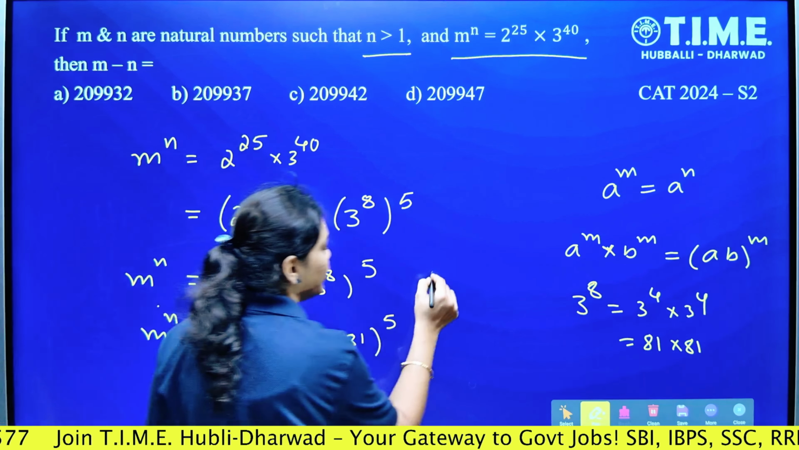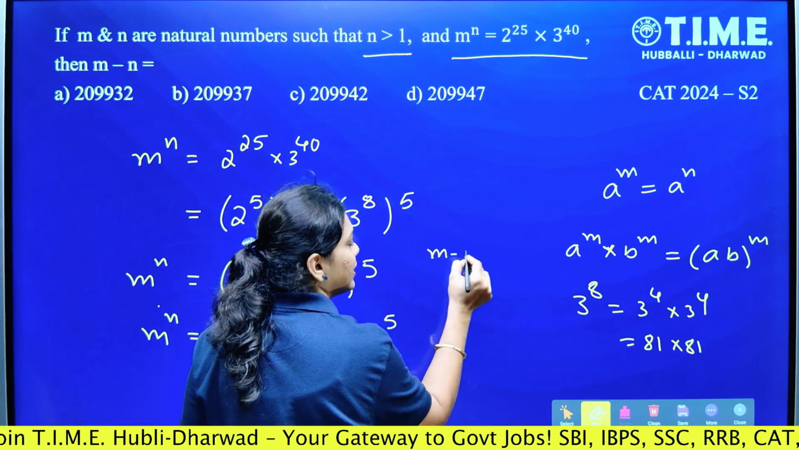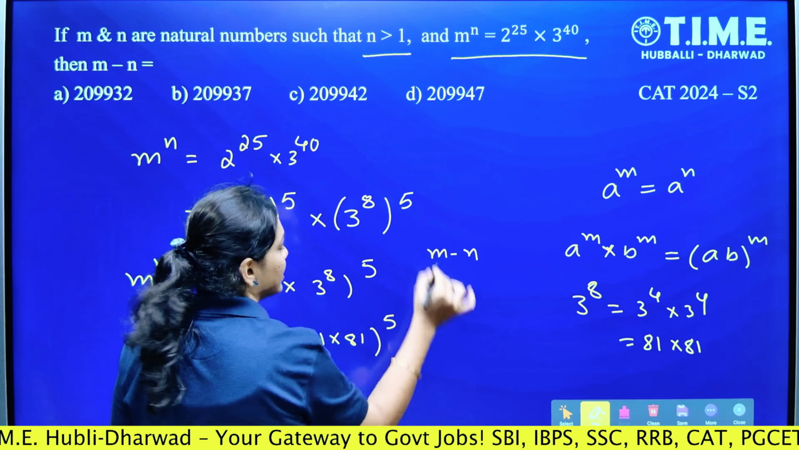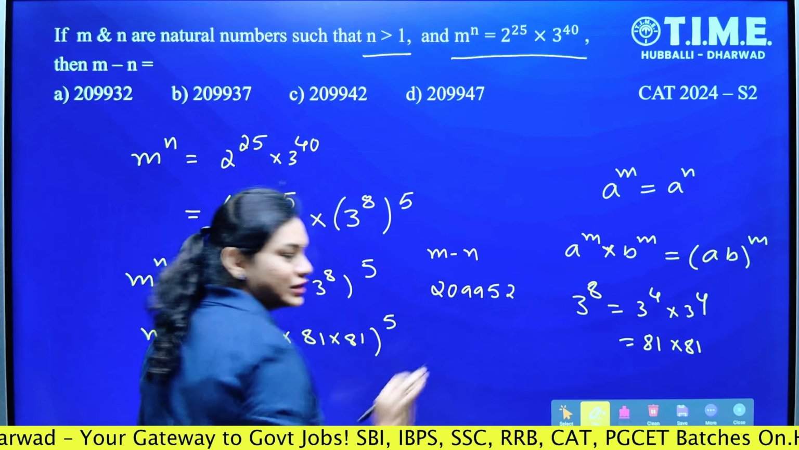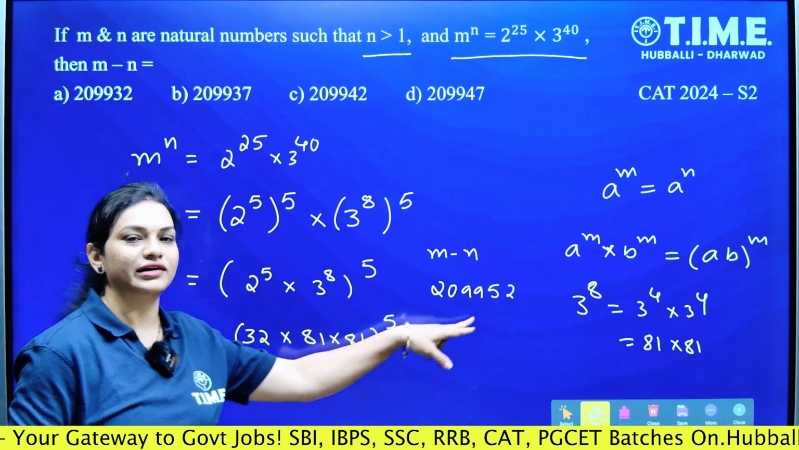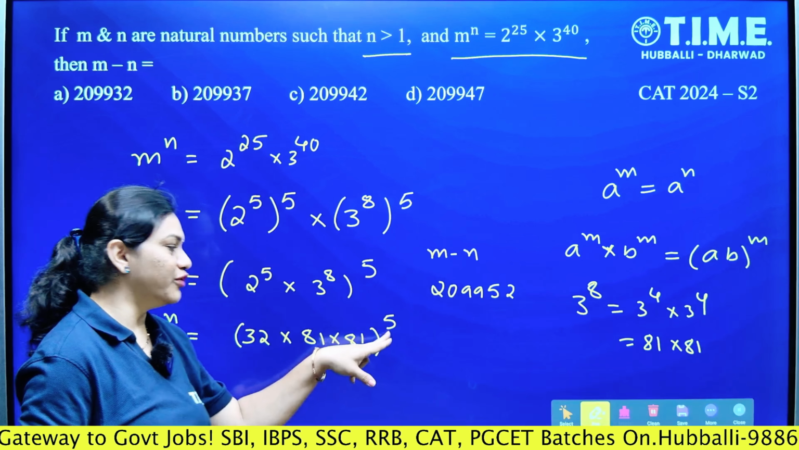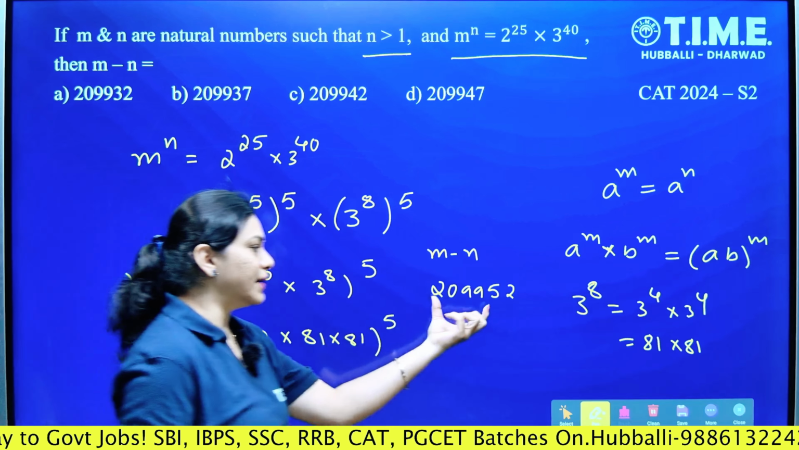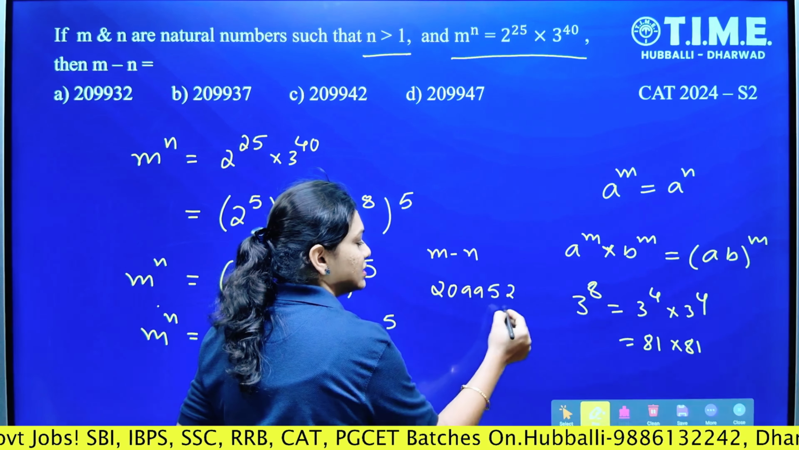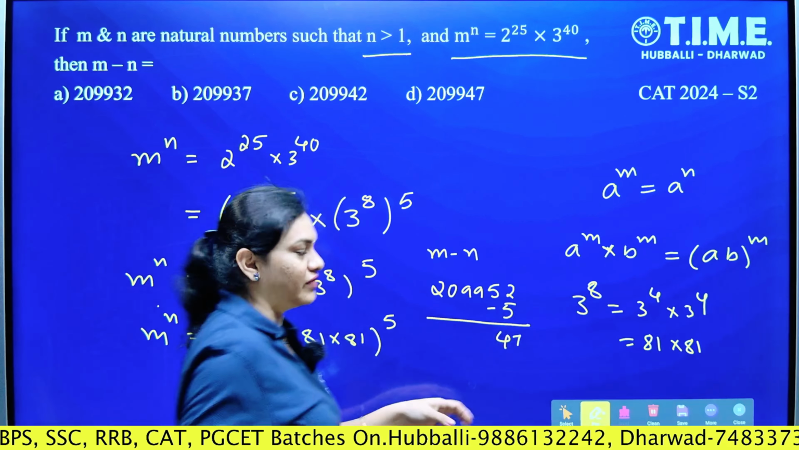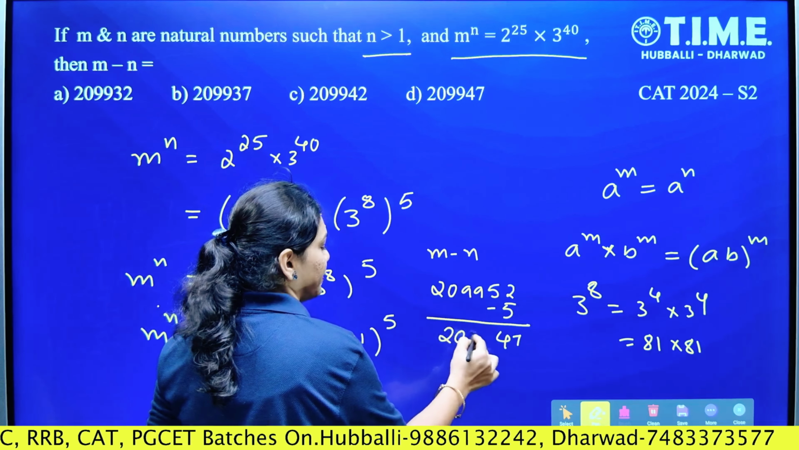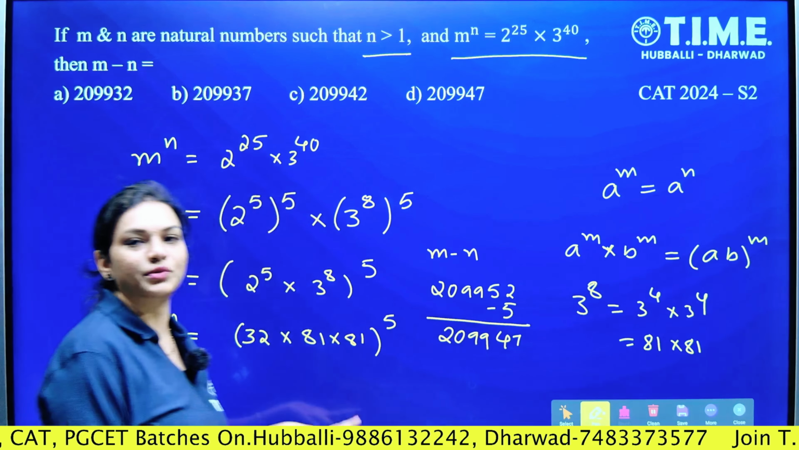Since we are asked to find m minus n, the m value is 209952. If you multiply, you will get this value. And the n value we had is 5. So m minus n, this entire term subtracted by 5, gives us 209947. So this will be your right answer.